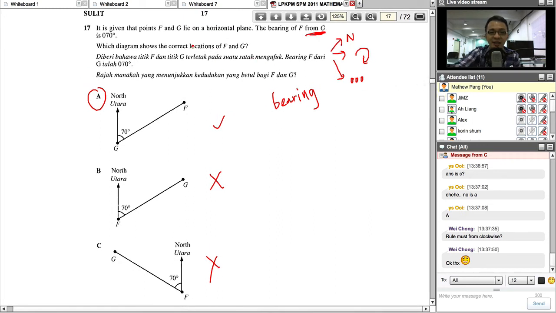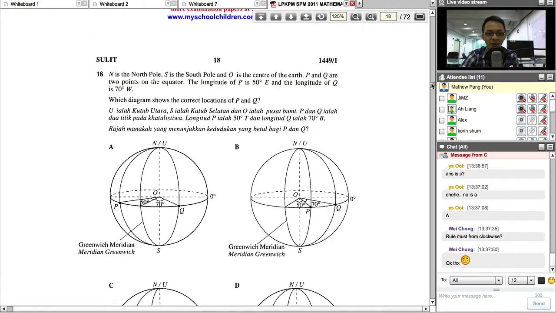So you can see, he never writes 70 only, he will write 070. So 3 digits is somehow important. Okay, I'm going to move on to the next one.